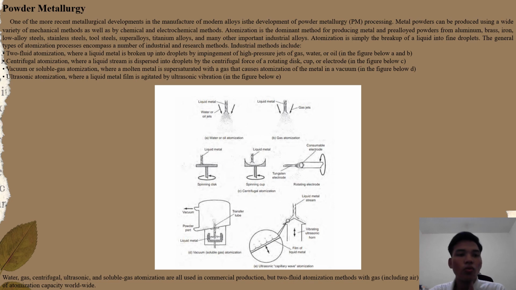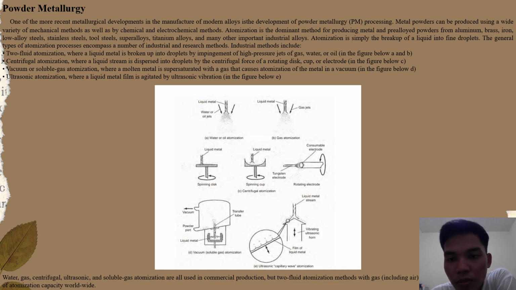Powder metallurgy. One of the more recent metallurgy developments in the manufacture of modern alloys is the development of powder metallurgy, or PM, process. Metal powders can be produced using a wide variety of mechanical methods as well as chemical and electrochemical methods. Atomization is the dominant method of producing metal powders from aluminum, brass, iron, alloy steels, stainless steels, tool steels, superalloys, titanium alloys, and many other important industry alloys.